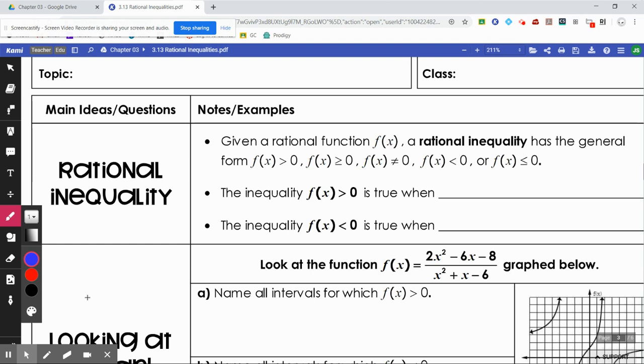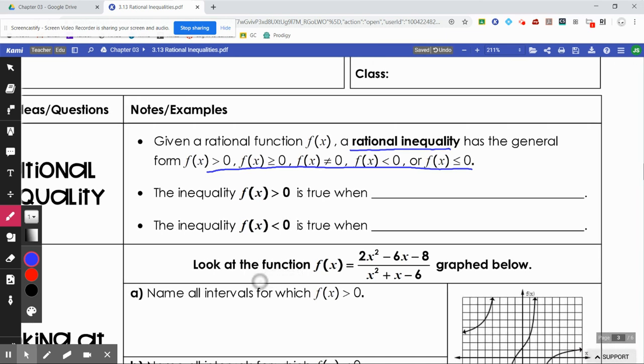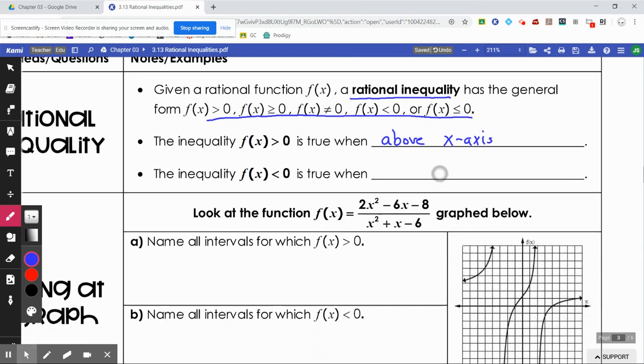Given a rational function, a rational inequality has the general form, and we have the exact same general forms: less thans, greater thans, less than or equal to's, not equal to's. The inequality f of x is greater than 0 is true when f of x is positive. And again, that is true when you are above the x-axis. The inequality f of x is less than 0 is true when you're below the x-axis.